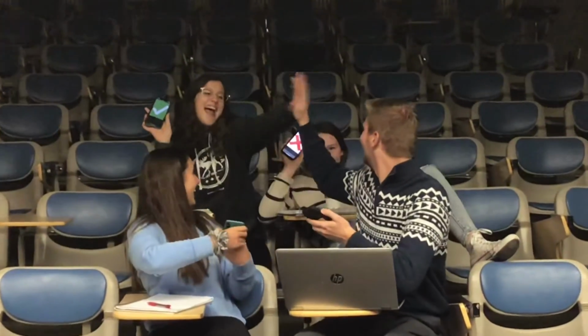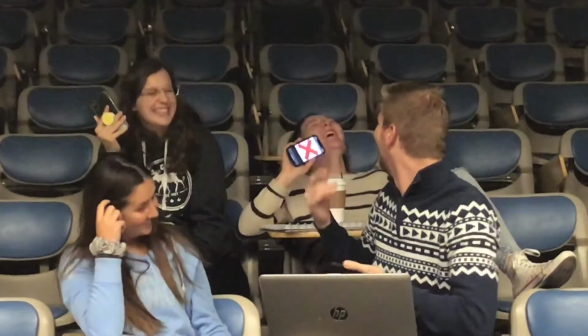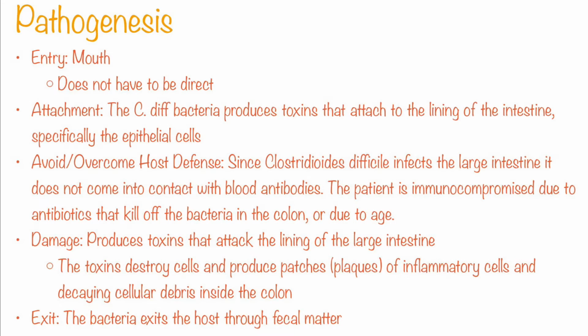Let's go. Come on. This pathogen enters through the mouth and it attaches because it produces toxins that attach to the lining of the intestine, specifically epithelial cells. It overcomes host defense because it infects the large intestine. It doesn't come into contact with blood antibodies.